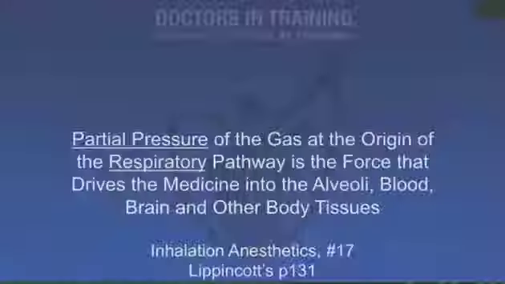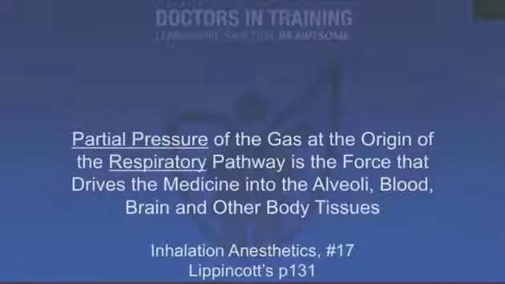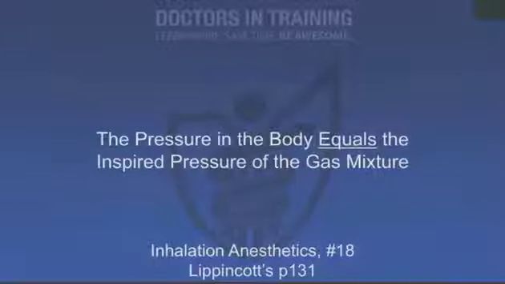So how are these inhaled anesthetics taken into the body, and how are they distributed throughout the body? The partial pressure of the gas at the origin of the respiratory pathway is a force that basically drives the medicine into the alveoli, then into the blood, and into the brain, and eventually into the other body tissues. That steady state is achieved in the body when the pressure in the body equals the inspired pressure of the mix that you're bagging into the patient.